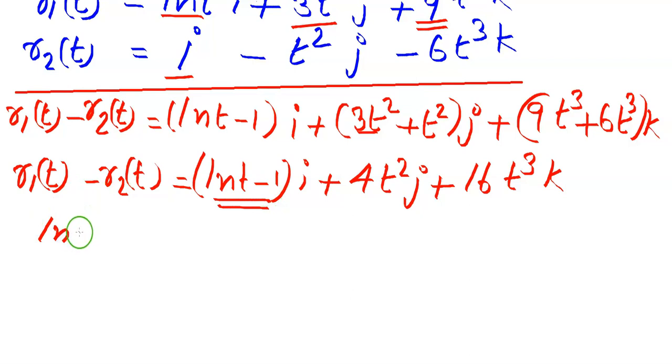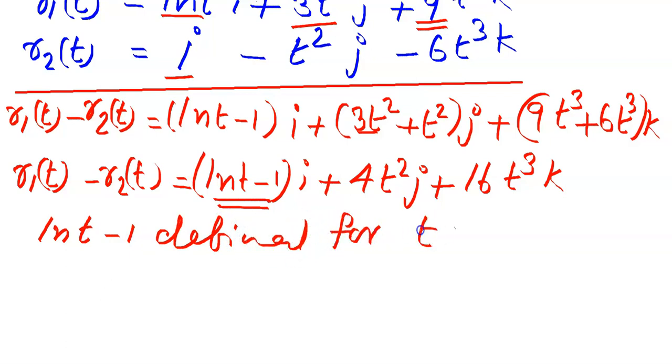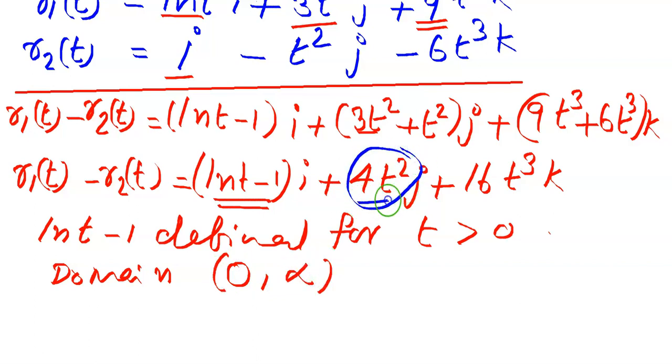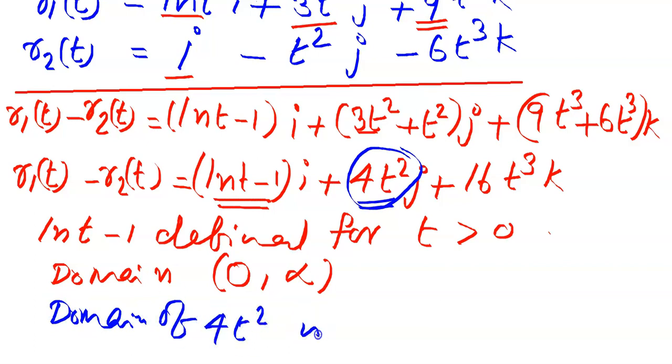Log t minus 1 is defined for t greater than 0. Therefore, domain of log t minus 1 is 0 to infinity. 4t square is defined for all values of t. Therefore, domain of 4t square is minus infinity to infinity.